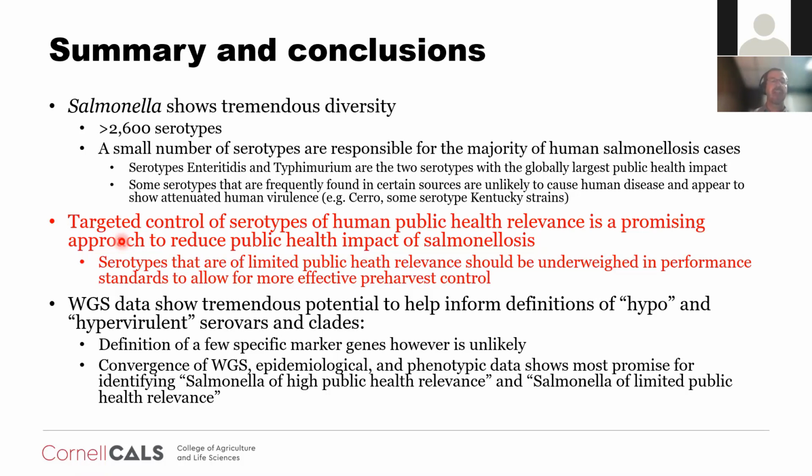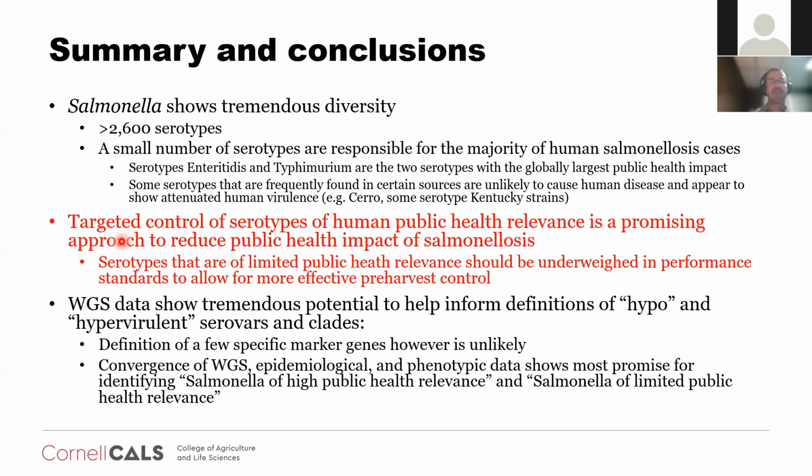Number one, Salmonella shows tremendous diversity. It's a large number of different serotypes with different virulence genes, etc. However, only a small number of serotypes are responsible for most of the human salmonellosis cases, such as Enteritidis and Typhimurium, while other serotypes that can be frequently found in some sources, such as poultry or meat or beef, are unlikely to cause human disease and also appear to show attenuated human virulence, so reduced ability to cause human disease.